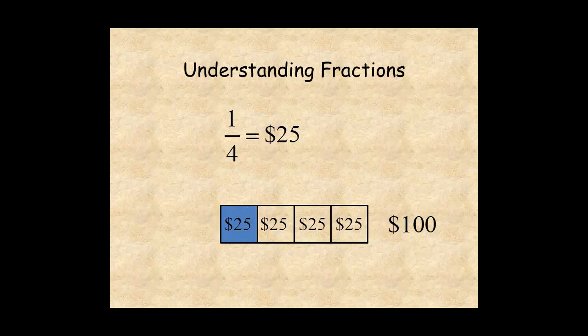This one whole unit can represent any one whole thing, like an apple pie or a carton of milk. For example, let's say this one whole unit represents $100. When divided into 4 equal parts, each part represents $25. So 1/4 of the whole is $25, 2/4 is $50, and 3/4 is $75.